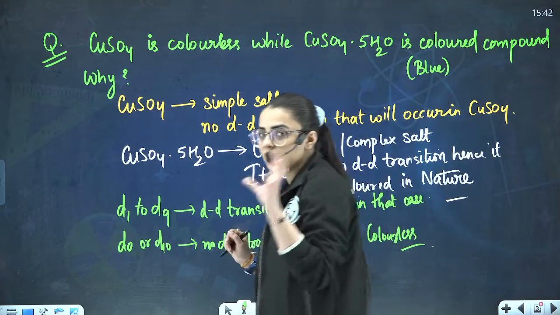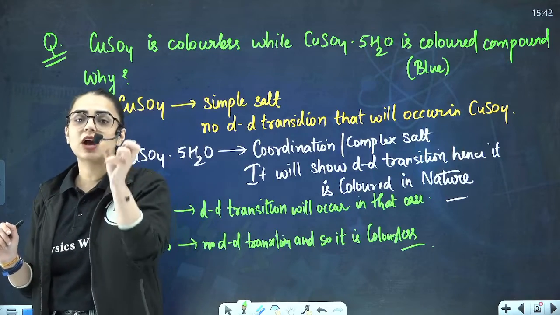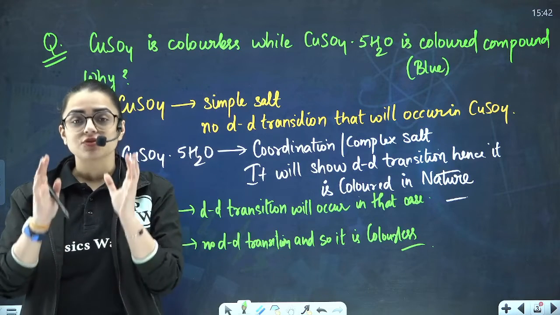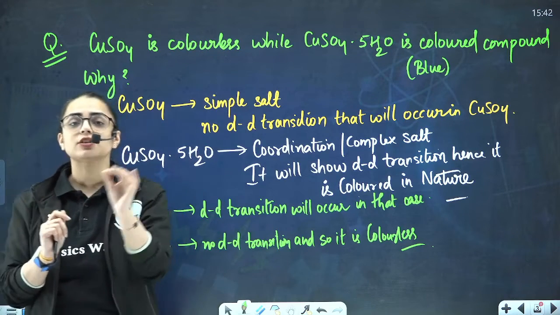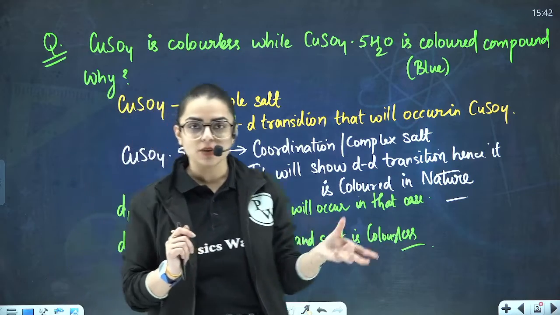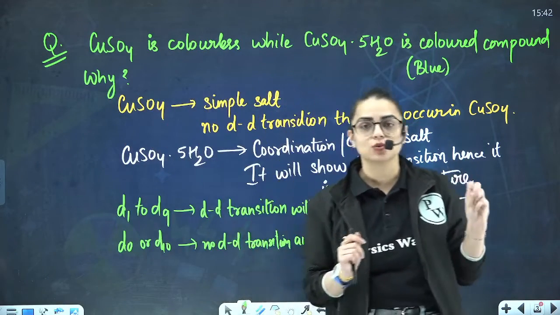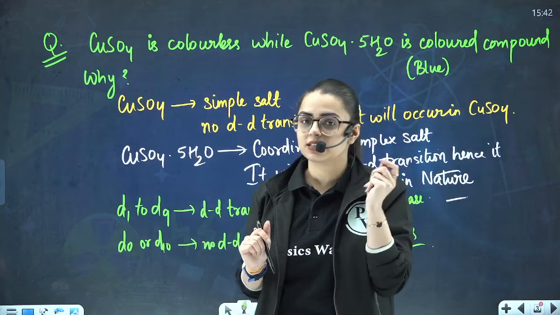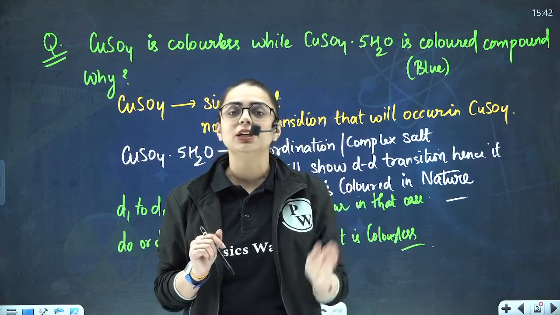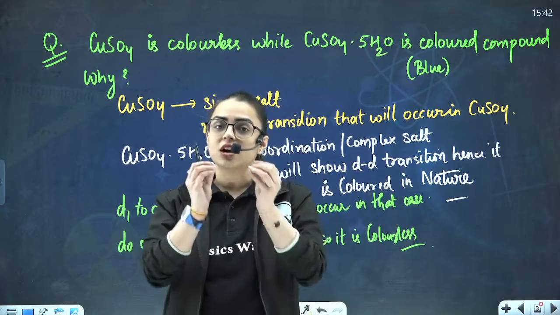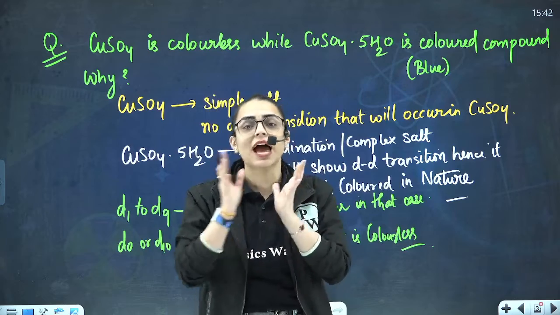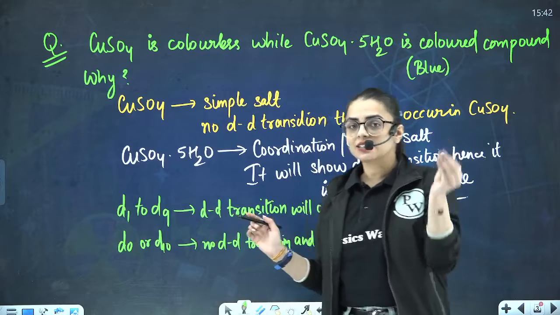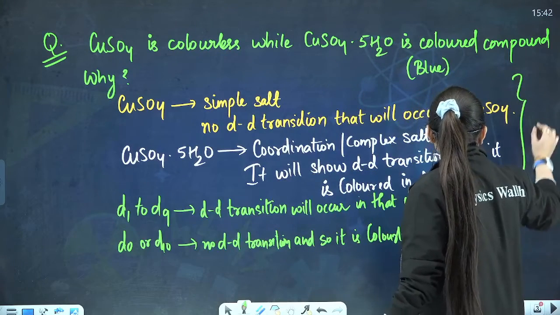You need to write the electronic configuration of the central metal atom, and then you need to find out how many electrons are present in the d orbital, in the outermost shell electronic configuration. You need to see how many electrons are present in d. If there are electrons ranging between d1 to d9, students, then it will show a colored complex. But if it is d0 or d10 configuration, then it will have no color, it will be colorless in nature.